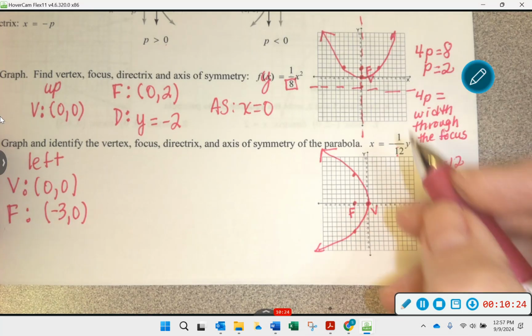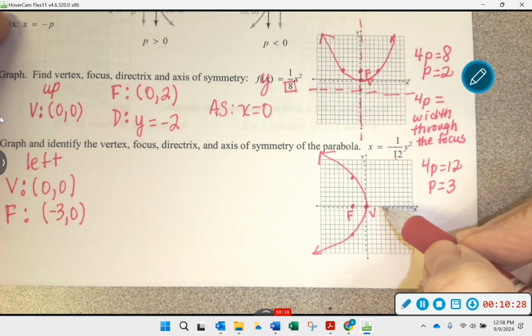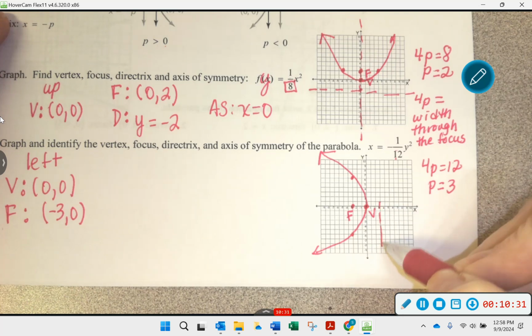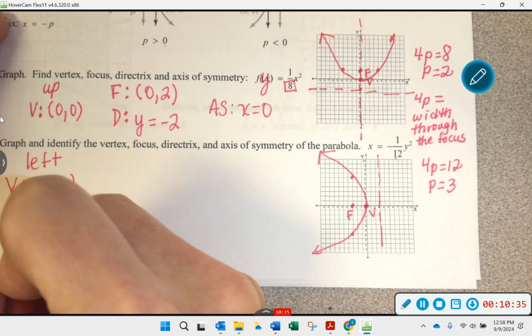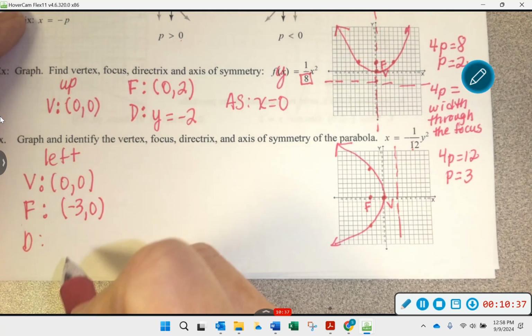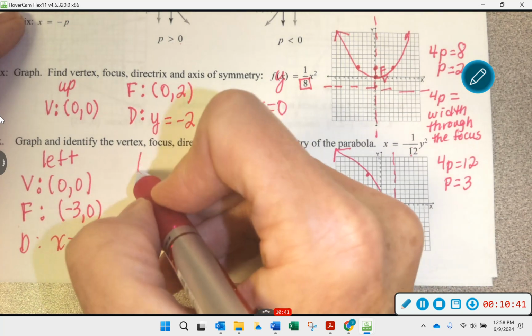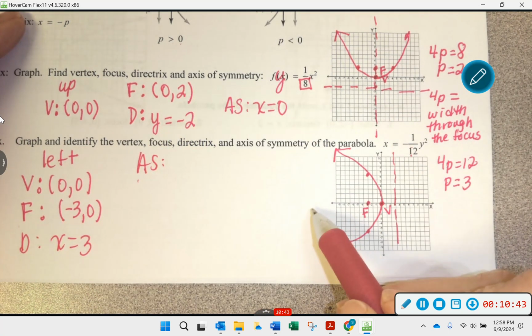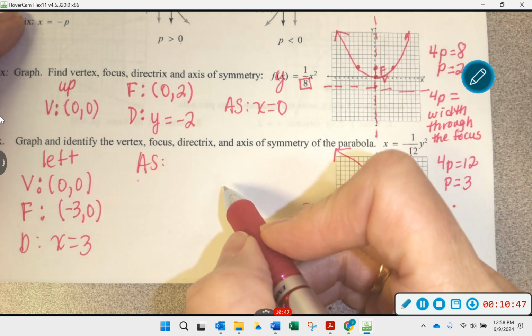All right, so we have the focus. The directrix has to be p units outside of the parabola, so it's got to go like this. Do you know the equation of that directrix? X equals 3. The axis of symmetry is going to have to be this line that cuts the parabola down the middle like that. What's the equation going to be?